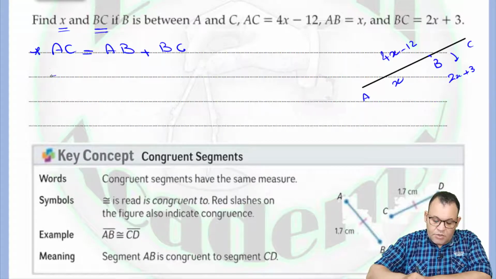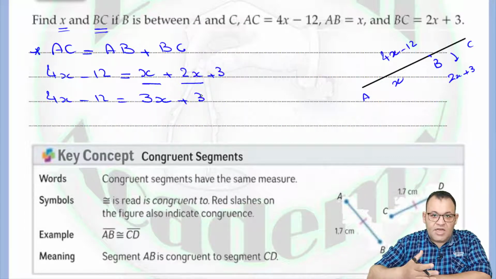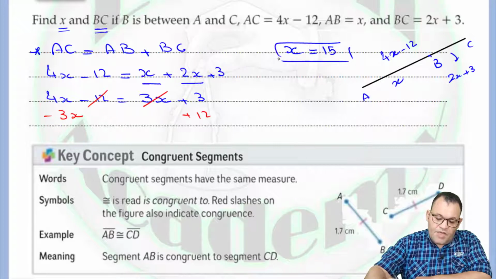By using substitution, we know that AC equals 4x minus 12, which equals AB, which is x, plus BC, which is 2x plus 3. Now by solving the equation, we have 4x minus 12 equals x and 2x equal 3x plus 3. Because we have x on the left, x on the right, a number on the left, a number on the right, we can solve it. At first, because we have 3x, I will subtract 3x, and we have negative 12, so I will add 12. Now we can solve it. 4x minus 3x equals x. 3 plus 12 equals 15. That's how we find the value of x.